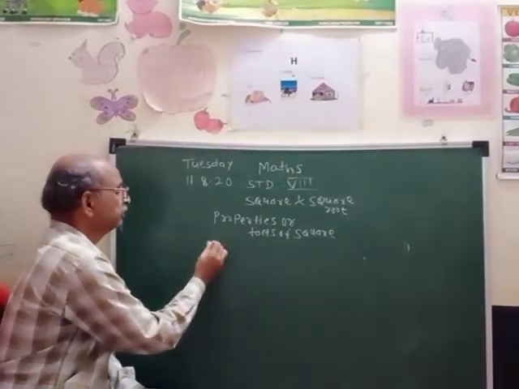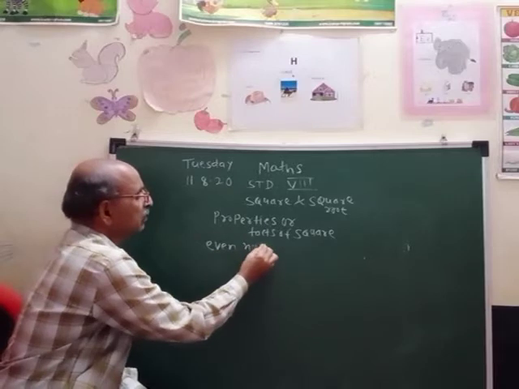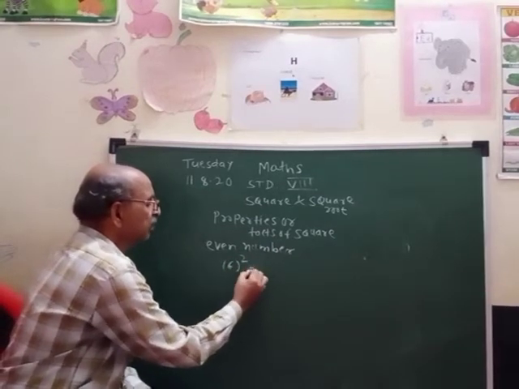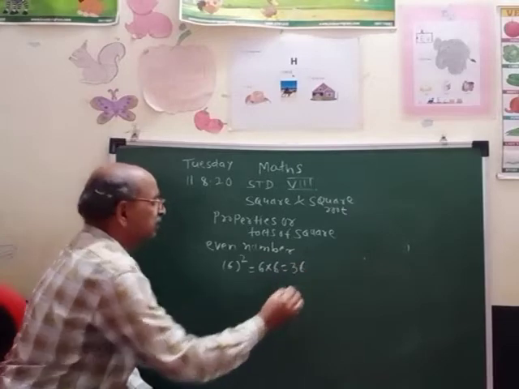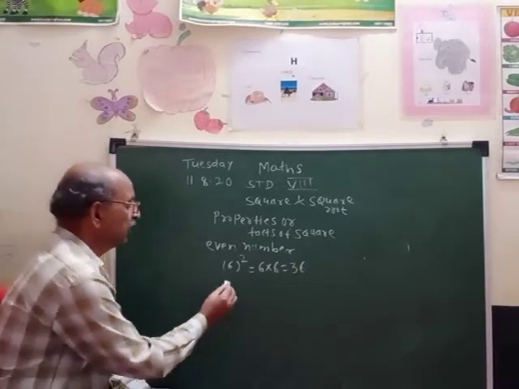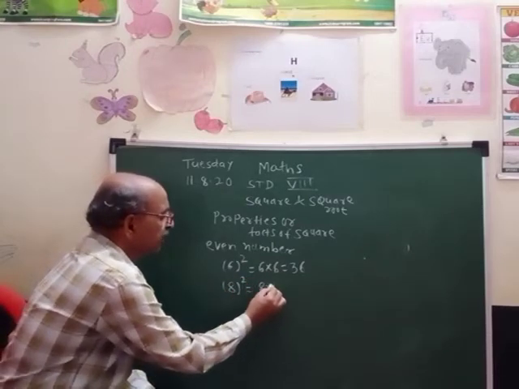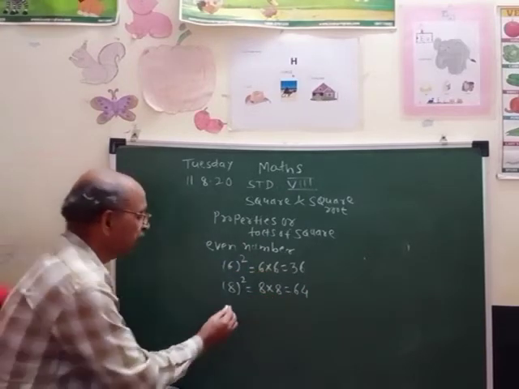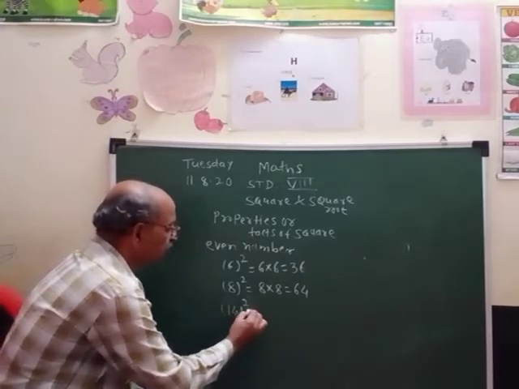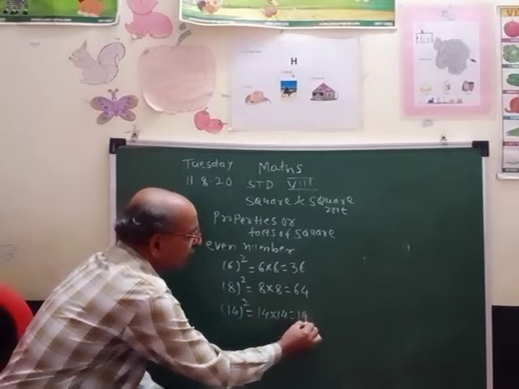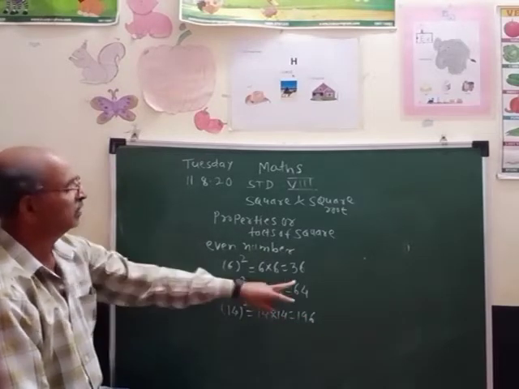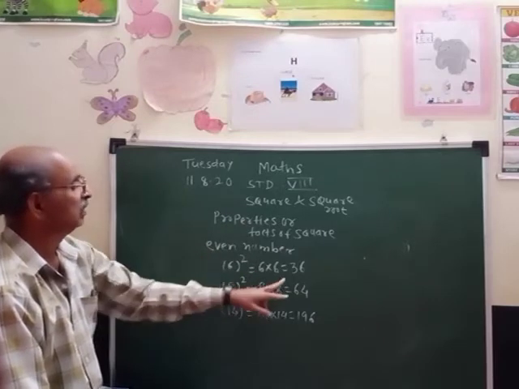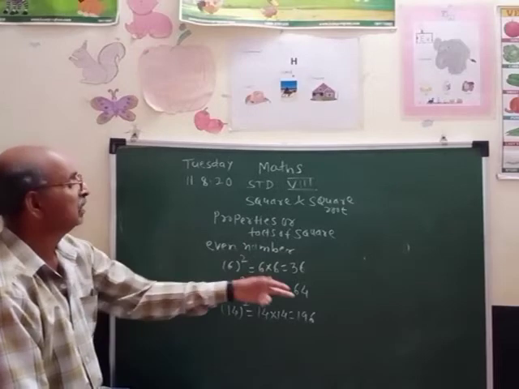If we take an even number, suppose we have taken 6. So 6 square, 6 is an even number, so 6 into 6, that is 36. Means the square of an even number is an even number. Or if we take 8 square, that is 8 into 8, that is 64. So if we make the square of an even number, the answer is also an even number. If we take a bigger number, suppose 14 square, that is 14 into 14, that is 196. So the square of any even number is also an even number, and the square of an odd number is also an odd number. If we make the square of an even number, the answer is also even. If we make the square of an odd number, the answer is also odd.